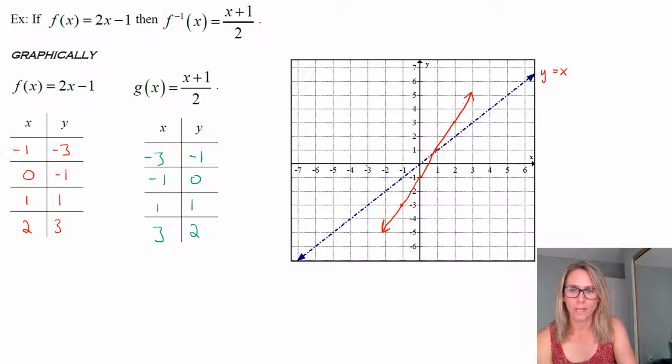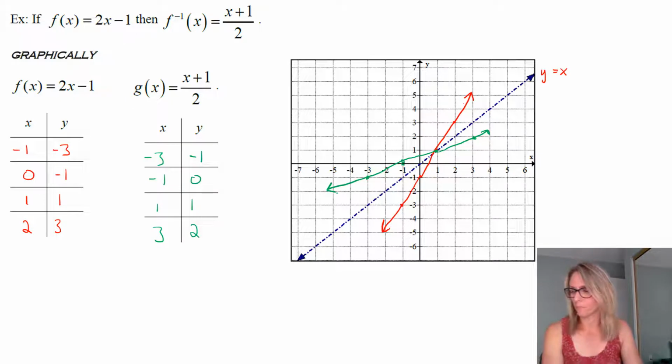So I'll have -3, -1. I'm going to have -1, 0. I will have 1, 1. And I will have 2, 3. Nope, 3, 2. There we go. Okay, so here's my other one.